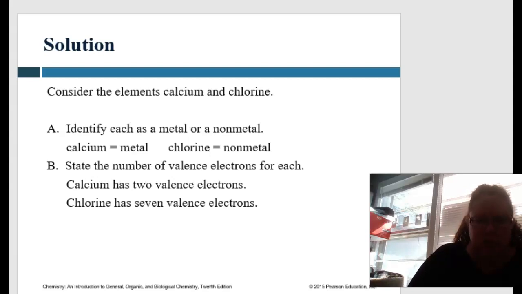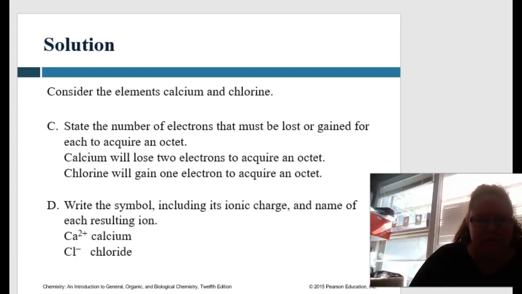All right, so let's identify each as metal or nonmetal. Calcium is a metal, chlorine is a nonmetal. Calcium has 2 valence electrons, where chlorine has 7 valence electrons. And so calcium is going to want to lose 2 electrons to be in that happy full orbital, called the octet, where chlorine is going to want to gain 1 to acquire that. And so writing the symbol, including its ionic charge: since the calcium is going to lose 2, it's going to be Ca plus 2. And the chlorine is going to gain 1, so it's going to gain that negative charge, making it Cl minus. Okay, good job, you guys.